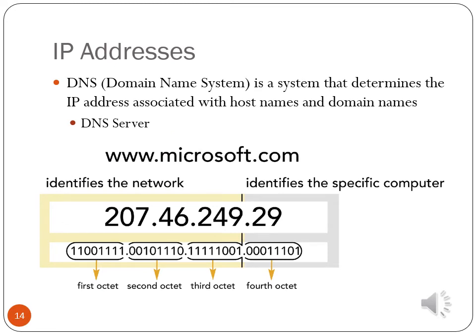So now let's look at IP addresses. In this slide, the numbers down there, 207.46.249.29, are an example of an IP address. There are what's called octets and so on. I'm not going to get into all the details of how they work.